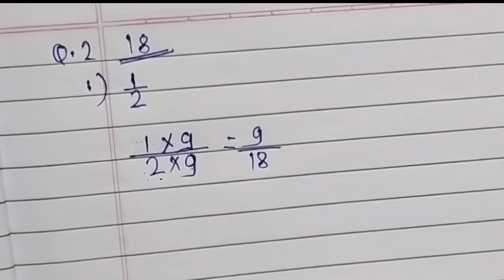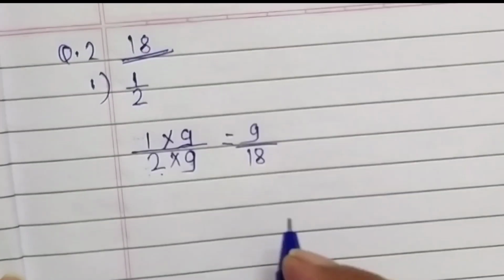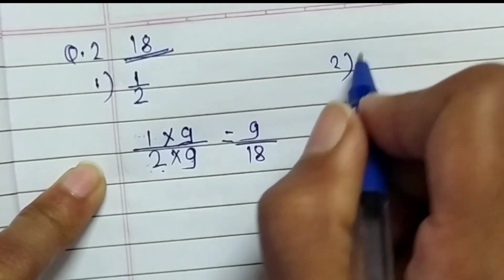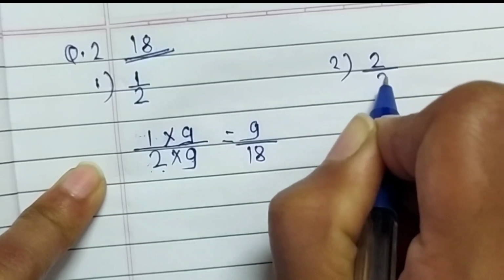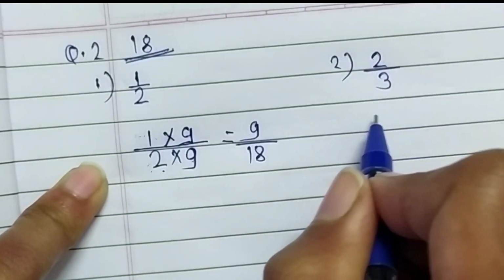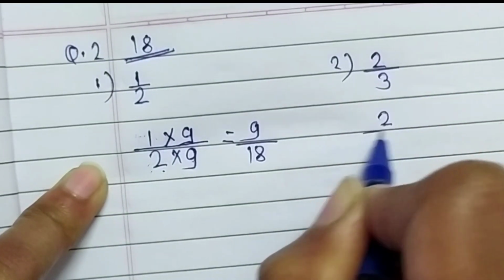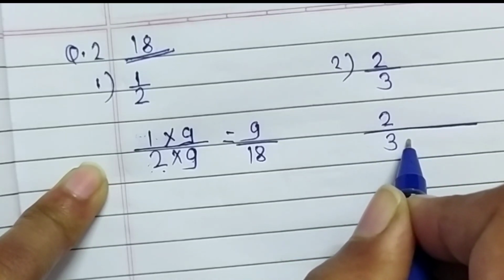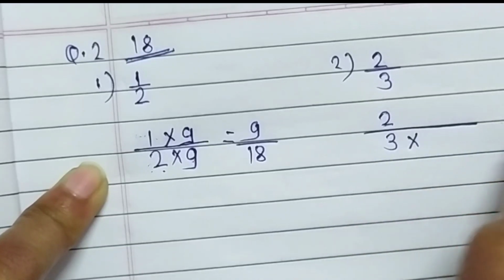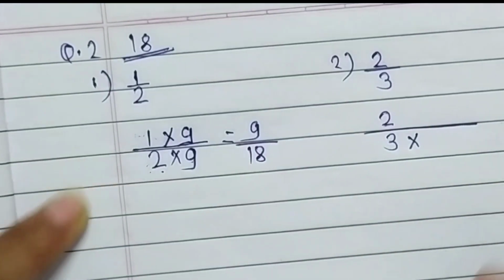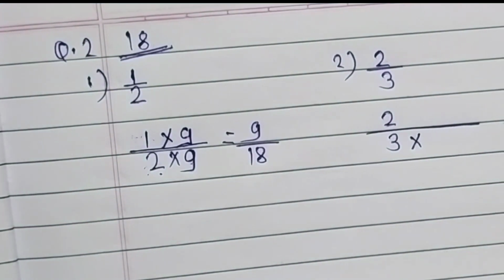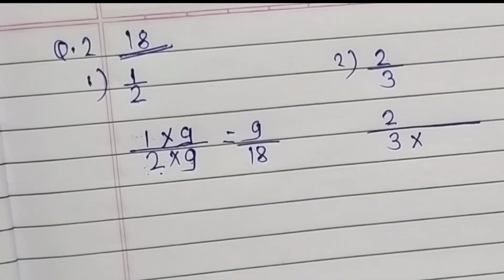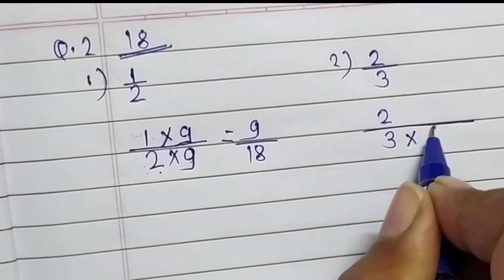The next question is the second fraction given here, 2 upon 3. So just find out by which number we have to multiply 3, then we get the answer 18. When we look at the 3's table, we find there is 18 and it is at the 6th place.